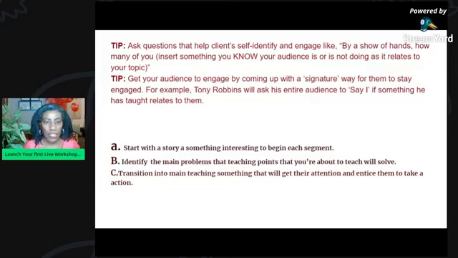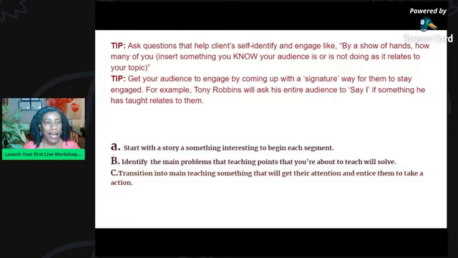Like Tony Robbins, who will always ask his entire audience, if something I've taught you relates to you, just raise your hand or say yes. And now, start with a story when you are starting your presentation. At the beginning of the workshop, start with a story, something interesting to begin each segment.